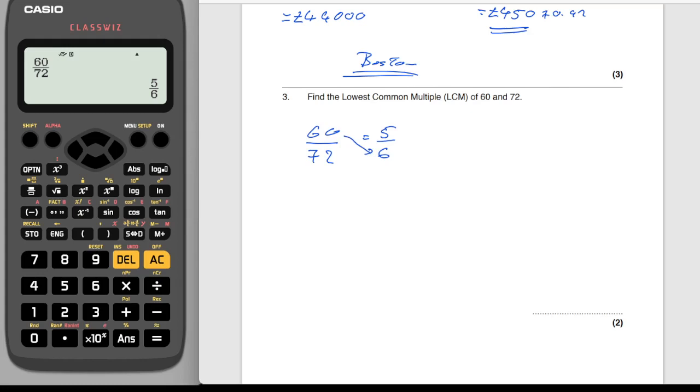They'll both give you the same answer, but you could either do 60 times 6, 360, or the other way around, 72 times 5 would also give you 360. On your calculator, that's quite a useful hack. Your calculator will automatically cancel it down. What it's cancelled it down by would be the highest common factor. And then you would cross multiply one of the numerators by one of the denominators to get the lowest common multiple.